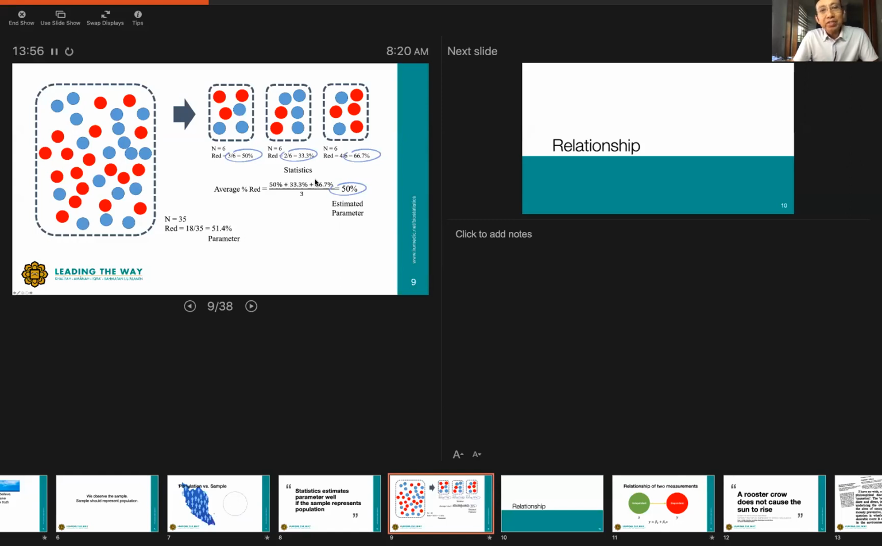But using statistics, we can calculate the estimated parameter. So based on this one, we can compare the statistic 50 versus 50. So this is the best matching data. How about this one? 33 versus 50% means this one is definitely under reported, under measured, under observed. This one is over observation. So we measure something which is not true. So this is the most accurate because we compare to the parameter, which is this one. I hope you understand.